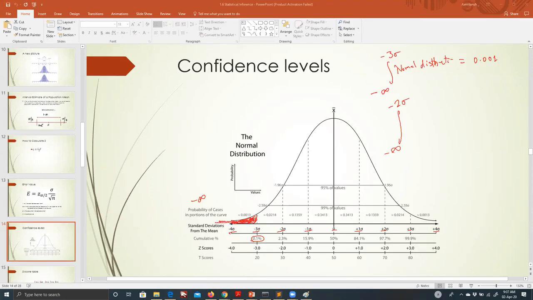So the area calculation will start from negative infinity itself for this chart. So now you understand what this means? 2.3. It's 2.3, minus infinity to minus 2 sigma. Very good. So I'm just trying to shade with different colors so that it is clear for everyone.